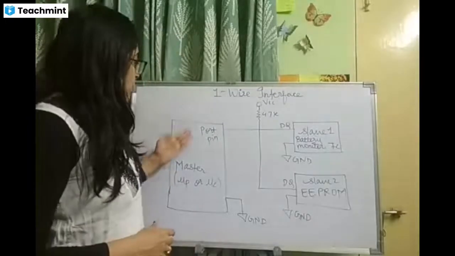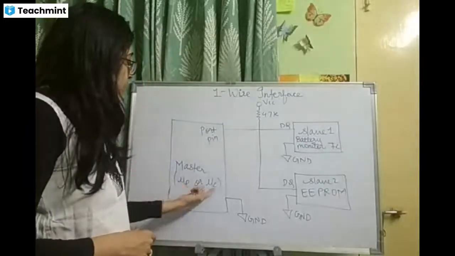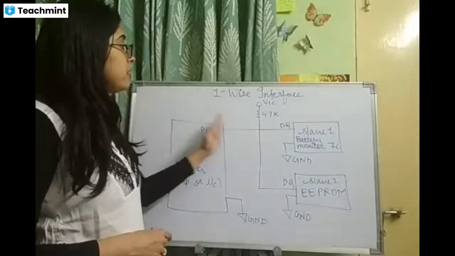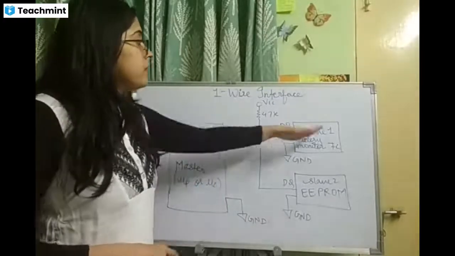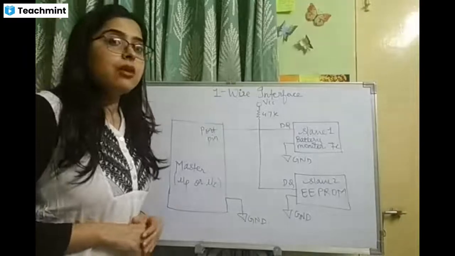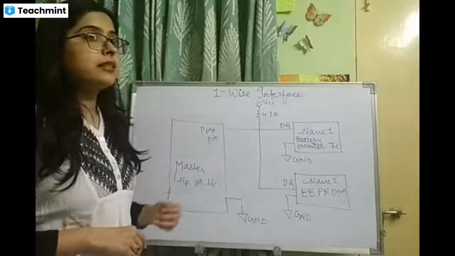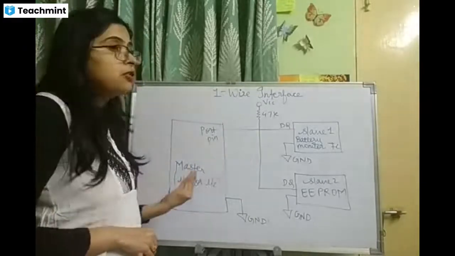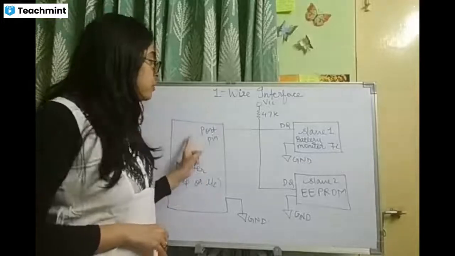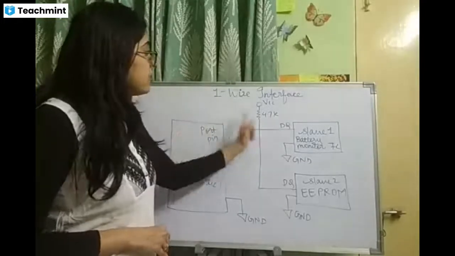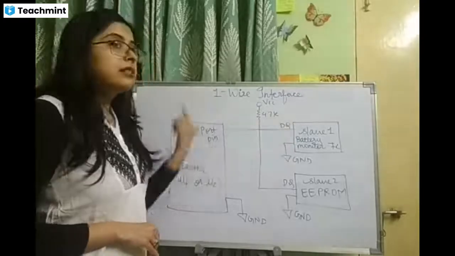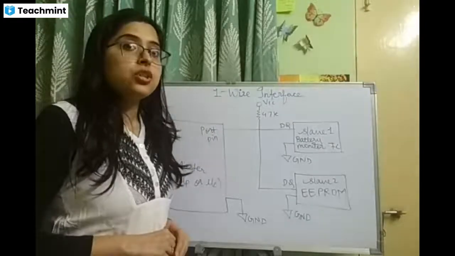Firstly, this master, which is your microprocessor or microcontroller, sends a reset pulse over a single wire line. Okay, and this slave can be an EEPROM, battery monitor IC. It sends the presence pulse to the master in response. So the master sends a reset pulse. The slave device sends a presence pulse in its response.